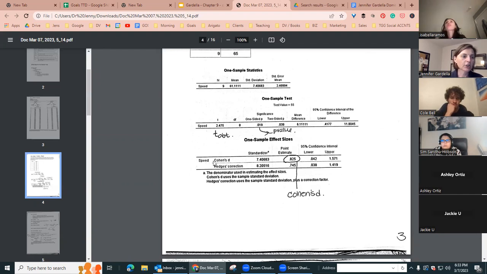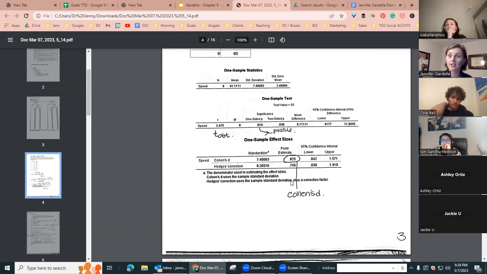Okay, Cohen's d. This is your effect size. So this is your point estimate of Cohen's d. And I calculated it so you believe me that I know what I'm talking about, which I think is always important. Okay, so that's what pumps out of SPSS for you. Anyone have any questions on that?